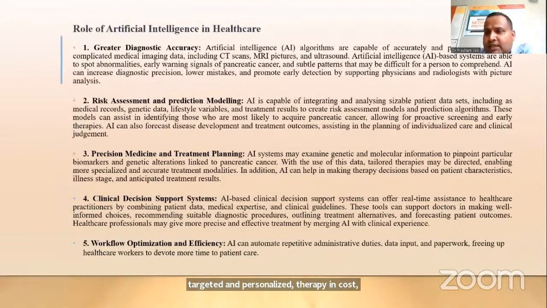So why is the role of artificial intelligence there? Now we will talk about the greater diagnostic accuracy provided by AI-based algorithms. It also gives risk assessment and prediction modeling. It will also help with precision medicine and treatment planning, specifically with the targeted areas. It also helps with the clinical decision support system and workflow optimization and efficiency.